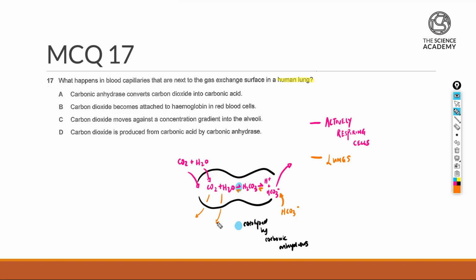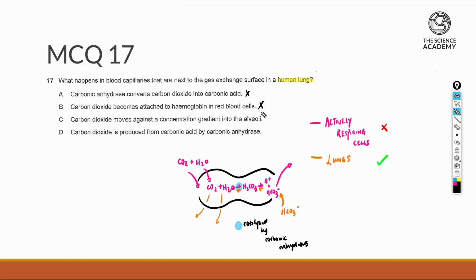So if we're looking at the lung segment here, this question is more concerned about the orange color part as compared to the pink color actively respiring cells. So A, carbonic anhydrase converts carbon dioxide into carbonic acid. Now this is a process that happens at the actively respiring cells. B, carbon dioxide becomes attached to hemoglobin in red blood cell. Again, this happens at the actively respiring cells.